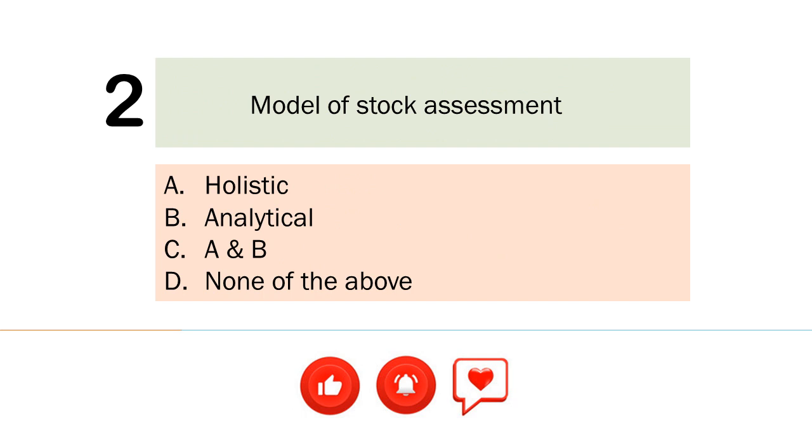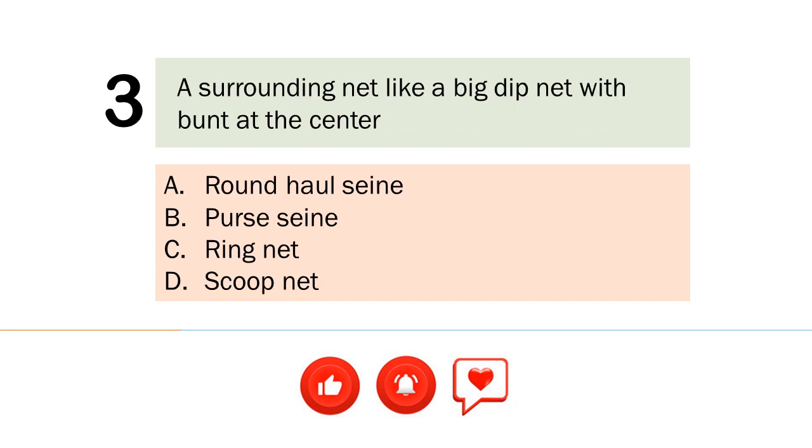Question number 2. Model of stock assessment. A. Holistic. B. Analytical. C. A and B. D. None of the above. The correct answer is letter C. A and B.